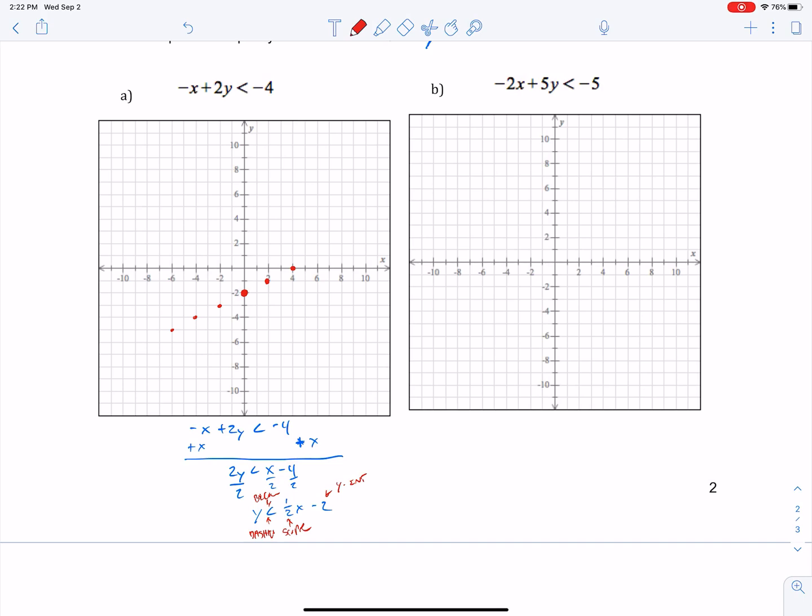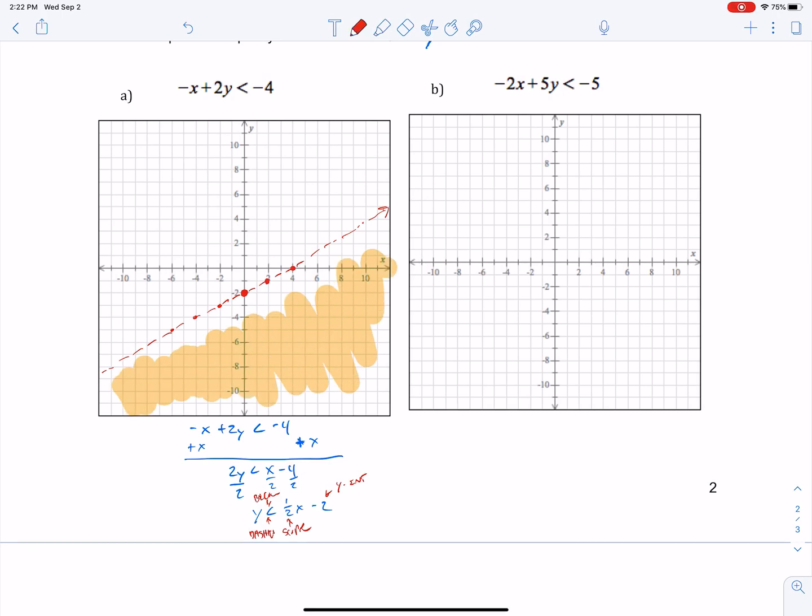Okay. And my line's not going to be perfect, but this is going to be a dashed line. It's not perfect, so I'm not using a ruler here. You can do dashed or dotted. And then we said it's going to be shaded below.